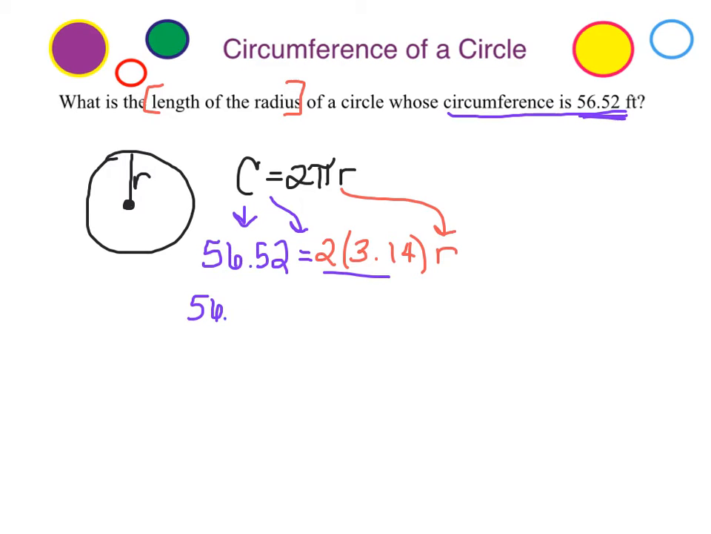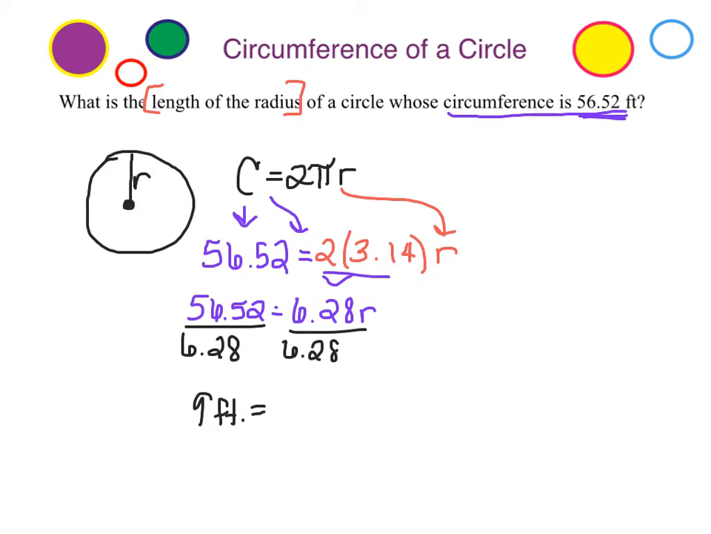So 56.52, the circumference, equals 2 times 3.14, which is 6.28, and I'm going to drop down my r since I don't know it. From here, this is like a one-step equation. I want to get r by itself, so I'm going to divide by 6.28, the number that's attached to my variable. And when I divide that out, I get 9, or 9 feet, equals r. So I know that for this circle, the radius is going to be 9.